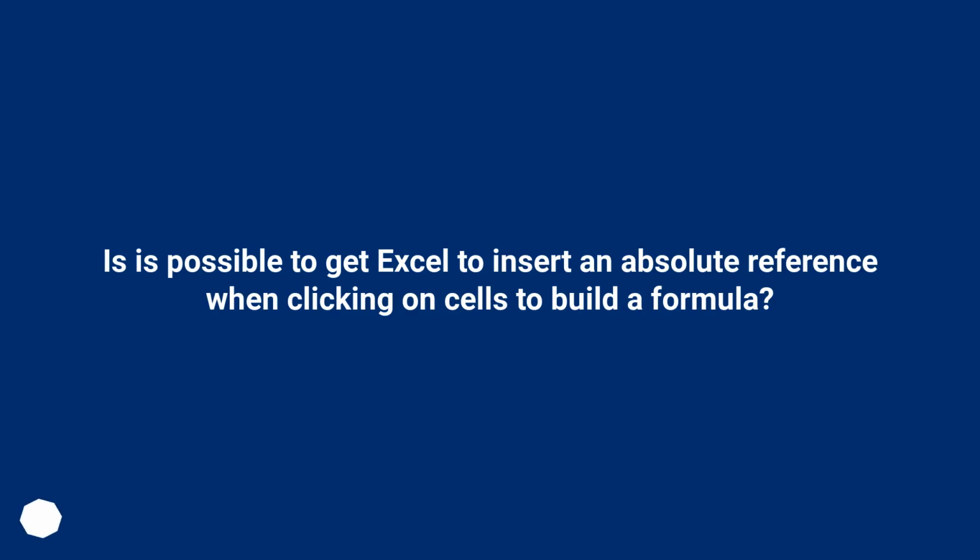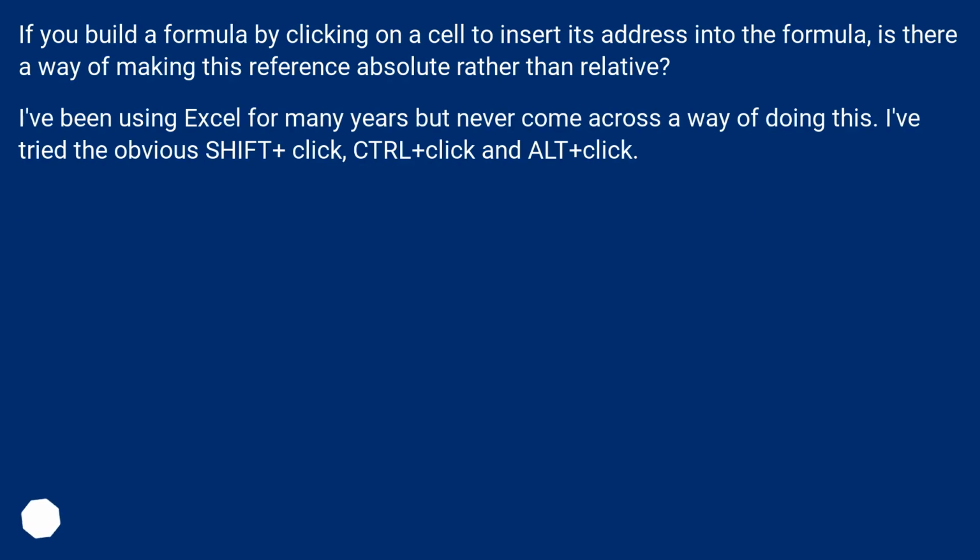Is it possible to get Excel to insert an absolute reference when clicking on cells to build a formula? If you build a formula by clicking on a cell to insert its address into the formula, is there a way of making this reference absolute rather than relative? I've been using Excel for many years but never come across a way of doing this. I've tried the obvious Shift plus click, Control plus click and Alt plus click.